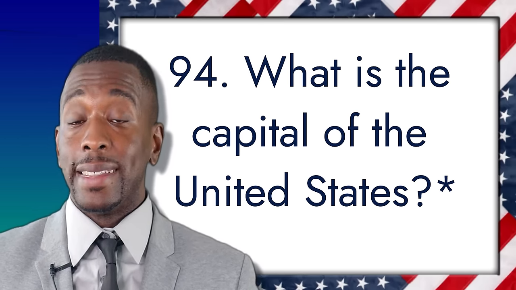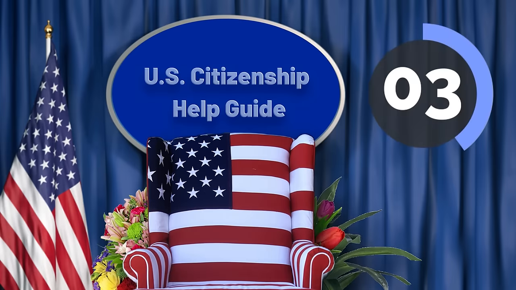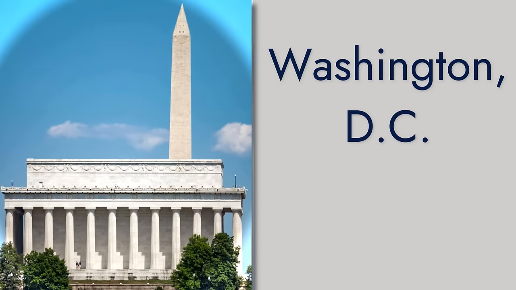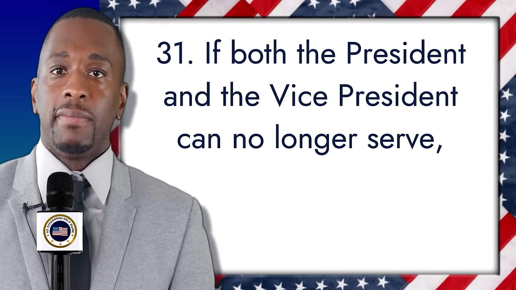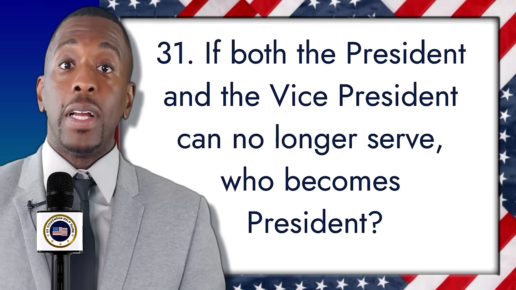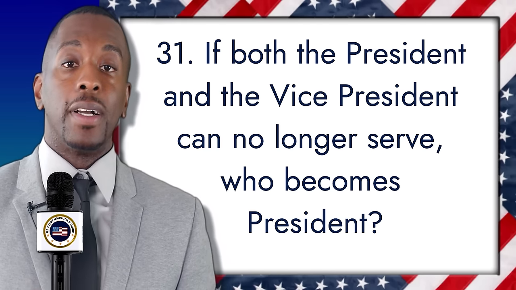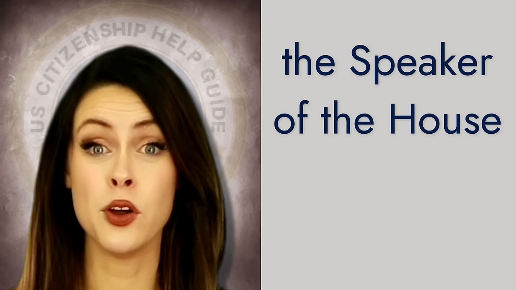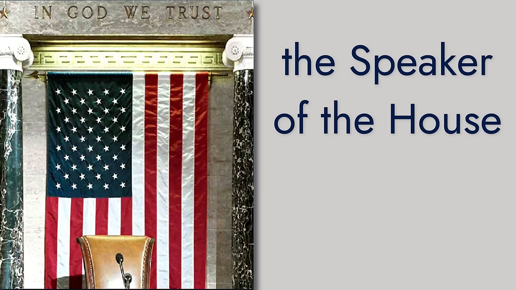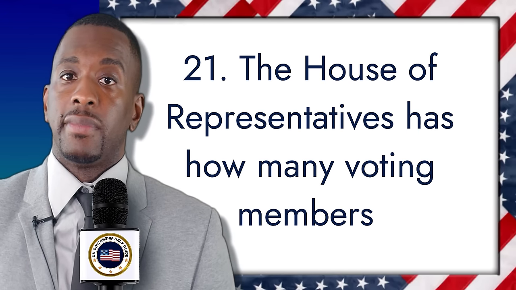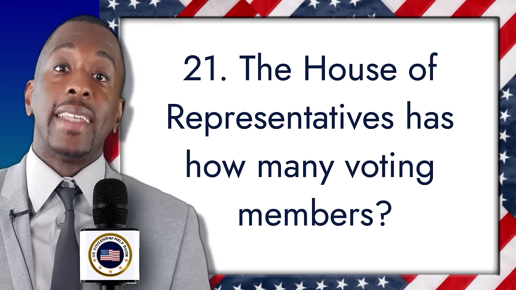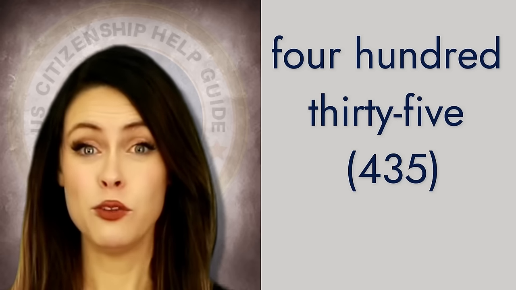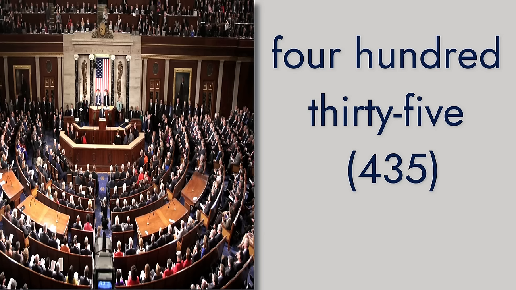What is the capital of the United States? Washington, D.C. If both the president and the vice president can no longer serve, who becomes president? The Speaker of the House. The House of Representatives has how many voting members? 435.